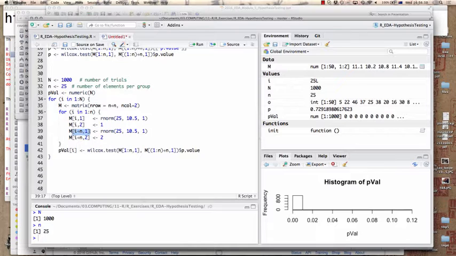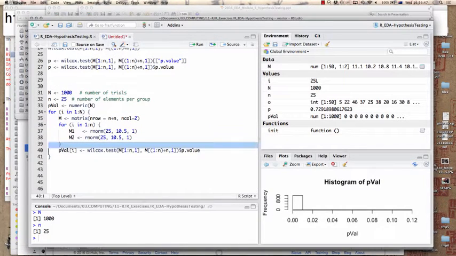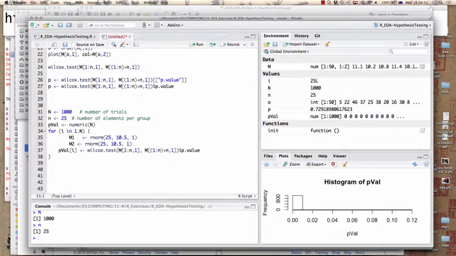call this M1, M2, or the other way around. So these are my two variables here. I don't need that loop because I do this directly. I don't need to initialize the matrix. And I just do a Wilcoxon test on M1 and on M2. And I have to remove that.